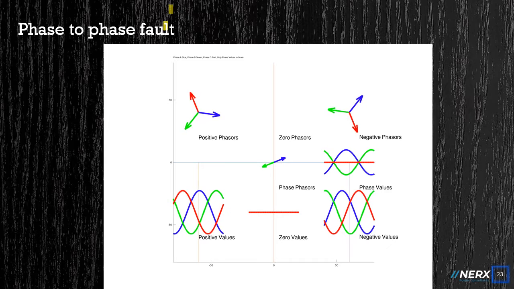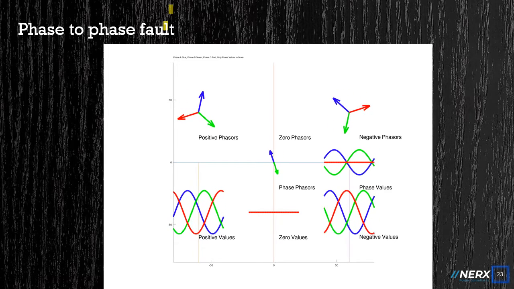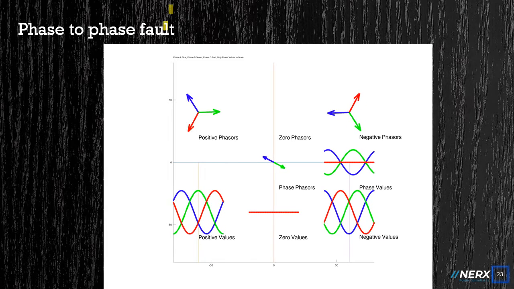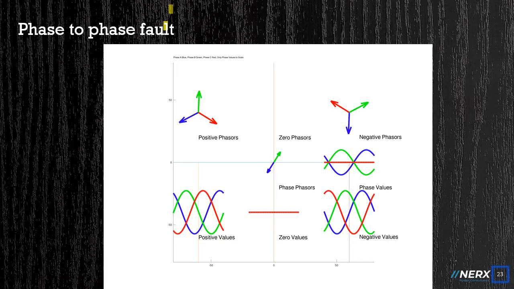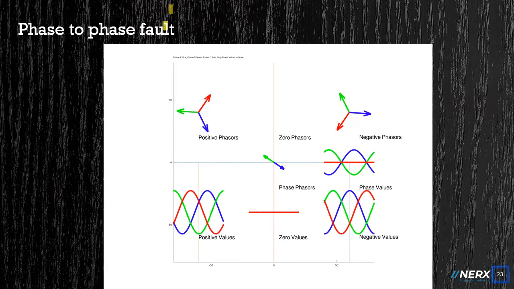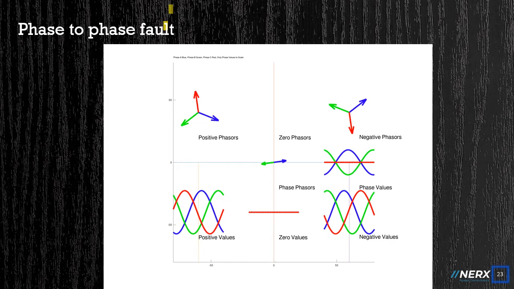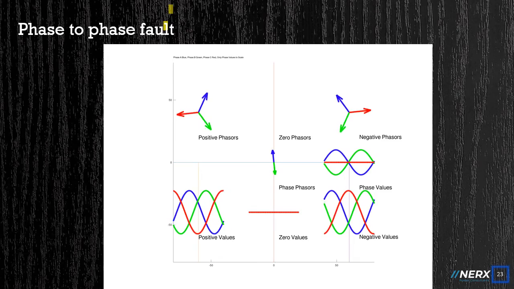Here is what the phase and sequence components look like for a phase-to-phase fault. The blue and green phase phasors are 180 degrees out of phase. The current comes up one phase and returns on the other. There is no current on the unfaulted phase nor is there any zero sequence current. The positive sequence and negative sequence red phasors are 180 degrees out of phase.